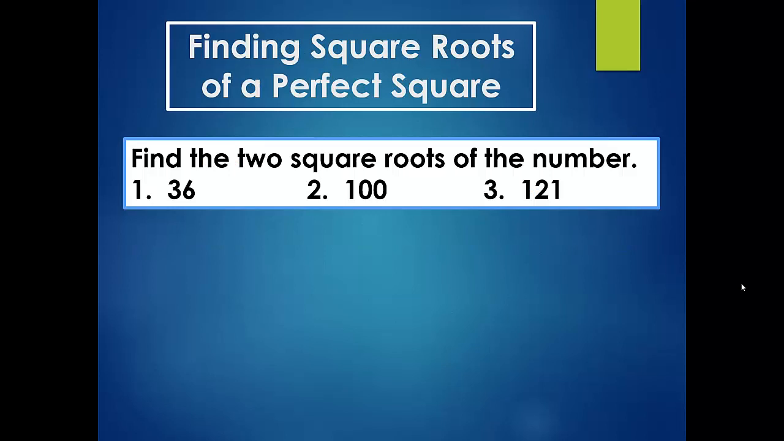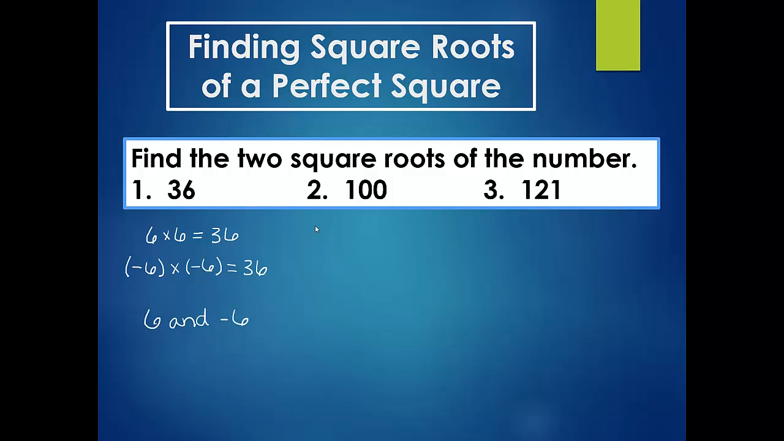Now we're going to look at finding square roots of a perfect square. So we're going to find the two square roots of the number. For number 1, we have 36. We need to find a number that when multiplied by itself equals 36. And that would be 6, because 6 times 6 equals 36. We can also say negative 6, because negative 6 times negative 6 equals 36 as well. So our two square roots are 6 and negative 6.